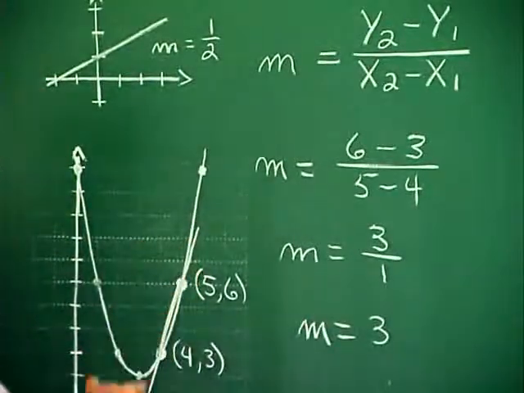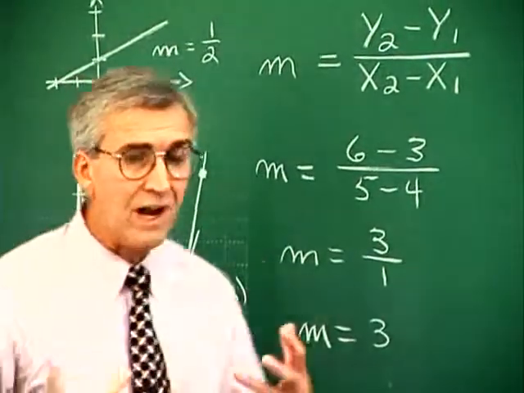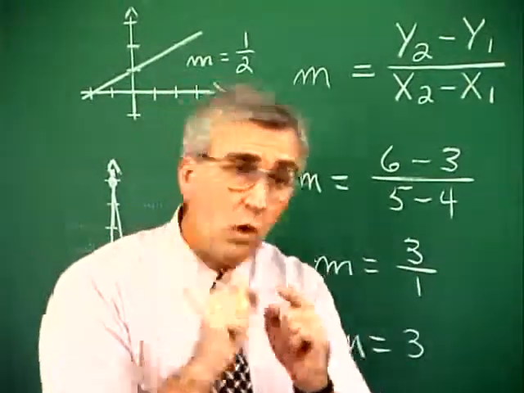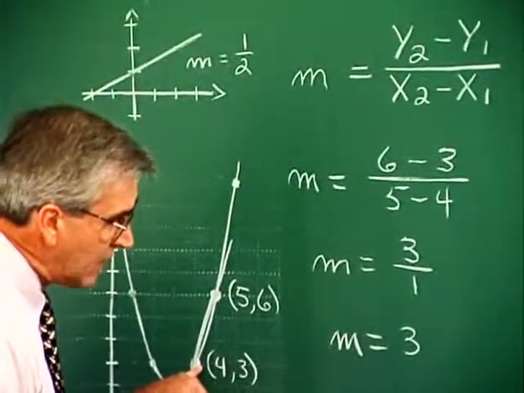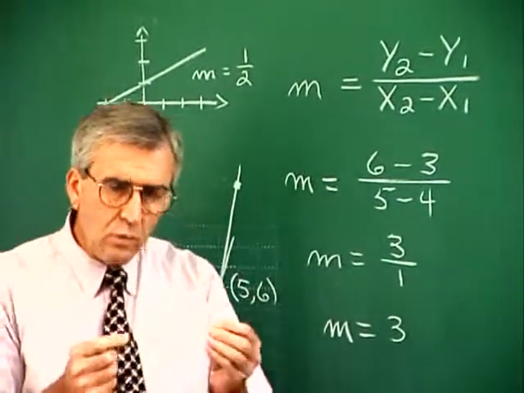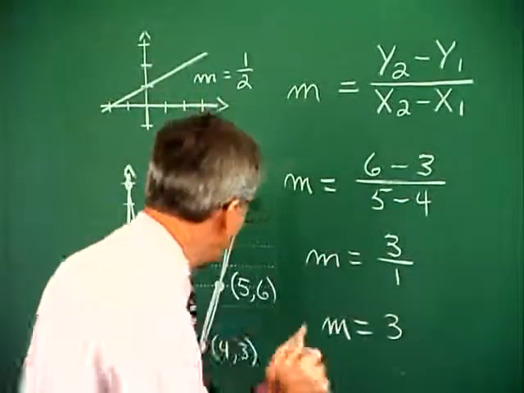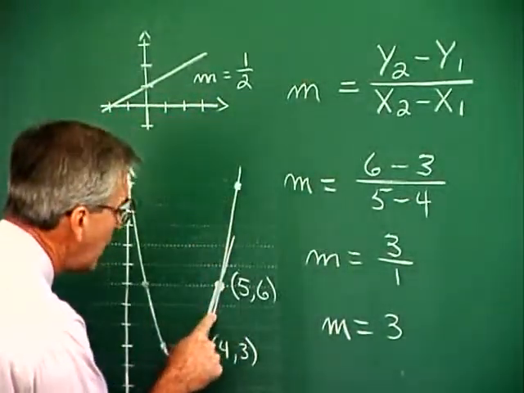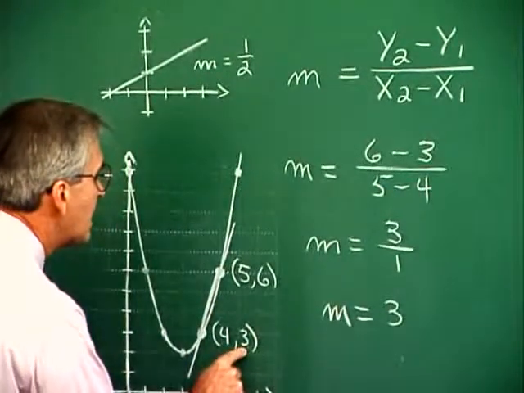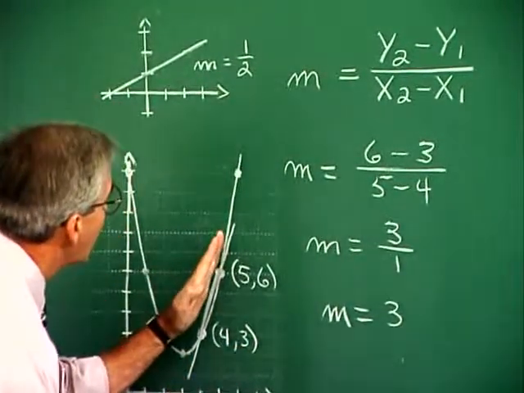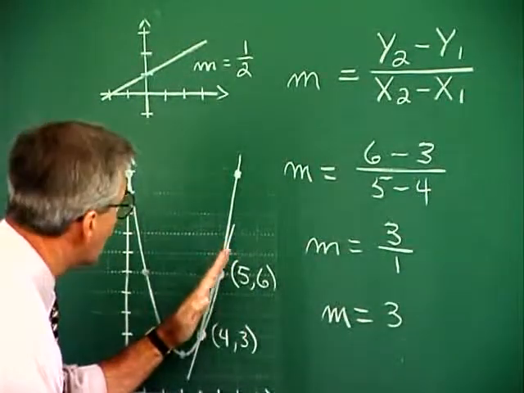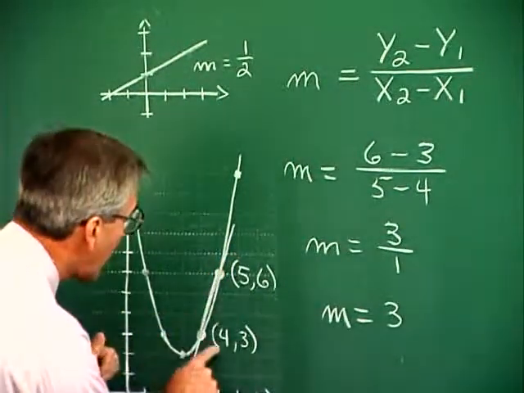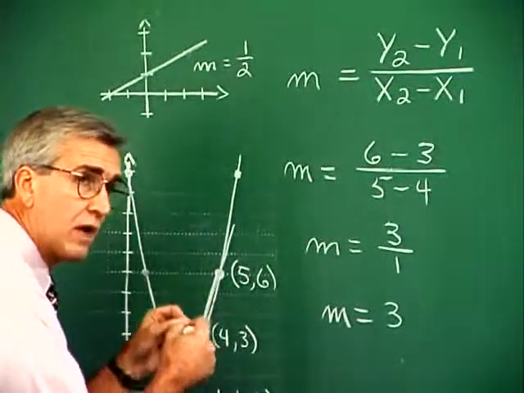So a slope of 3 then is an approximation for the slope of the tangent line at that point. Now, we realize that if we had chosen this point to be a little bit closer to the point (4, 3), then this secant line would shift over just a little bit and be a better approximation. And the closer we get to the point (4, 3), the better the approximation.